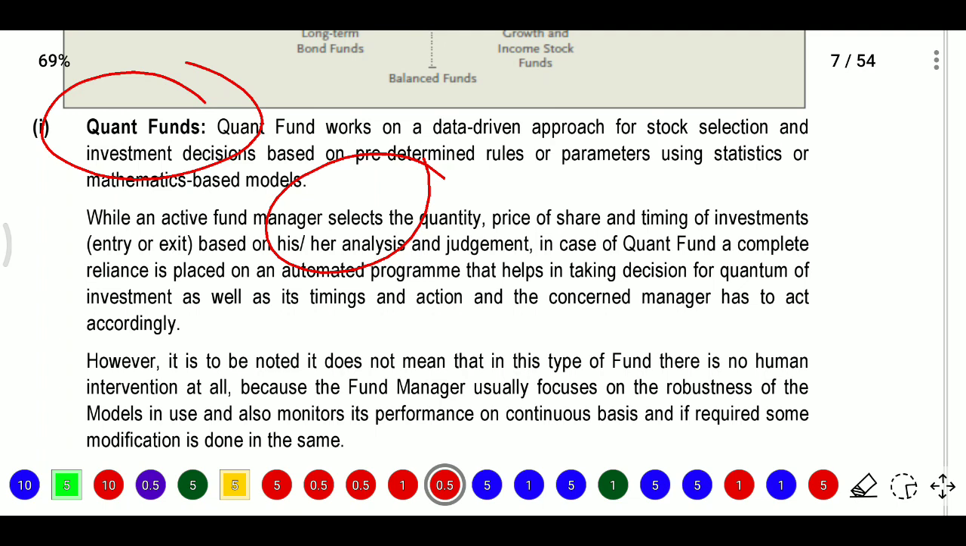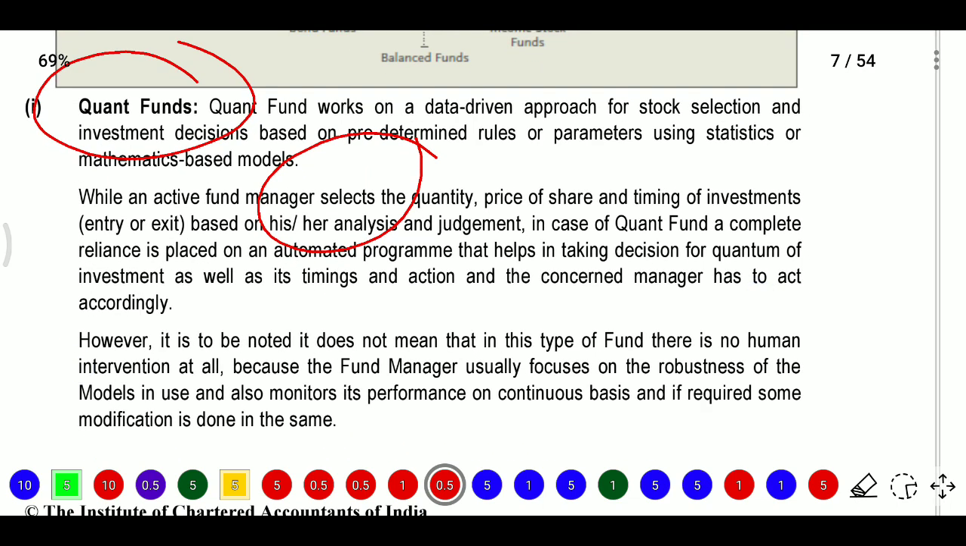In case of quant funds, complete reliance is placed on the automated program that helps in taking decisions for quantum of investment. So here more technology or more artificial intelligence will be used. Past 50 years data we can put in, and it will show one decision, one analysis.